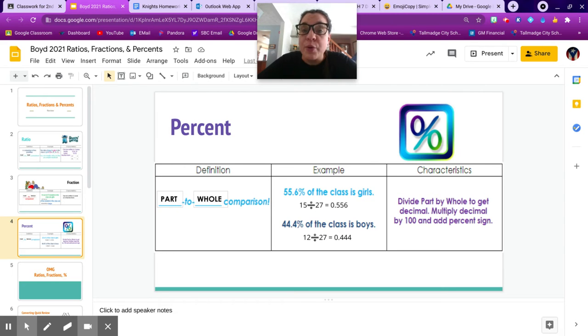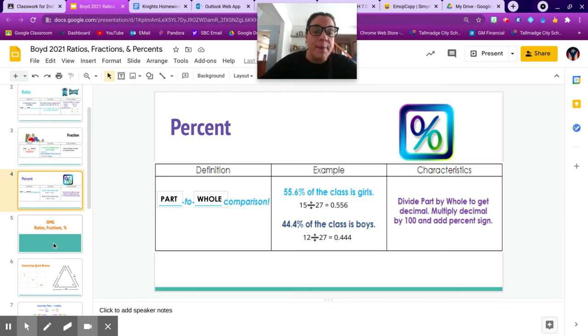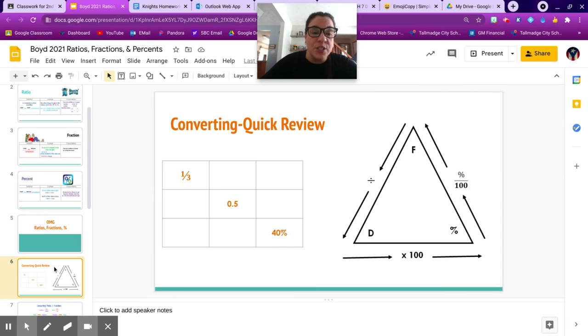For boys, I would do 12 out of 27. So 12 divided by the entire class, 27, is 0.444. So 44.4% of the class is boys. So don't forget, divide the part by the whole to get the decimal, multiply the decimal by 100, and add your percent sign to turn a fraction into a percent. So that's what you're going to be practicing today. Today, you're going to be practicing ratios, fractions, and percents.